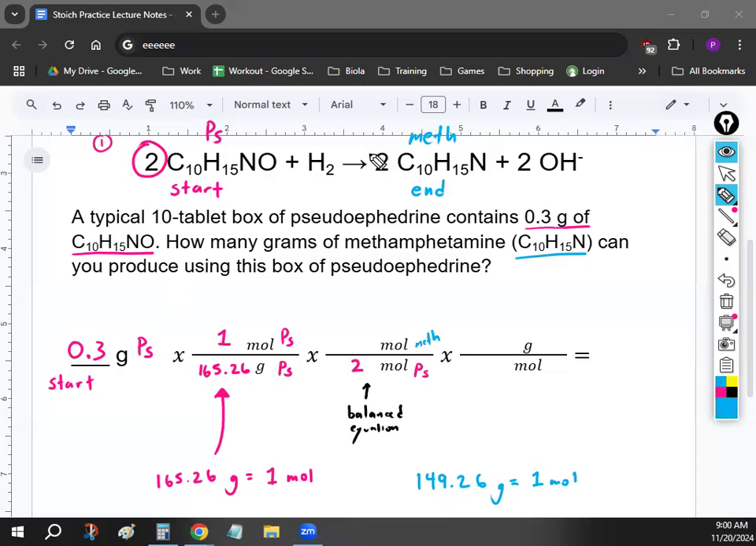And then the number on top of the fraction is going to be the number in front of meth, which is also 2. So we can put a 2 on the top as well.